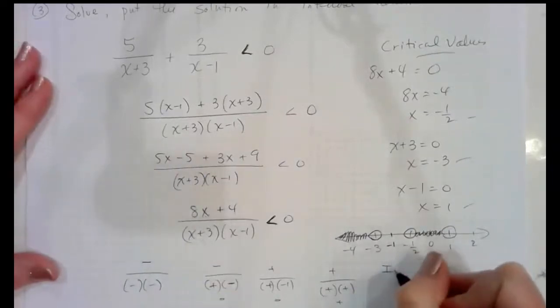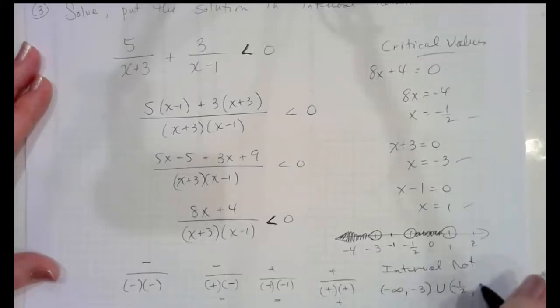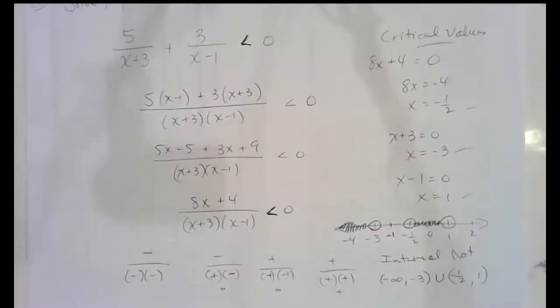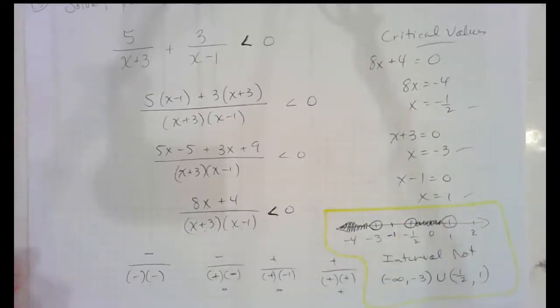Then in interval notation, we get negative infinity to negative 3, parenthesis, union, negative 1/2 to 1, all in parenthesis. So the union of these two particular sets are going to make our inequality true. So there is our work right down there.